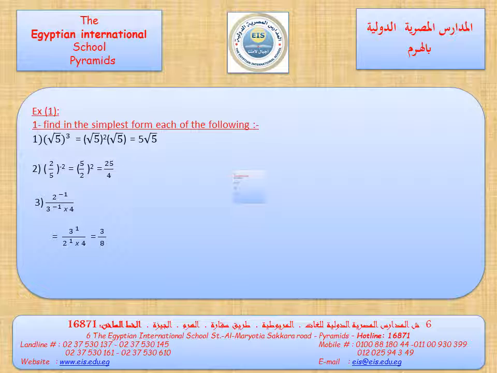Let's take an example. Find in simplest form each of the following. Root 5 to the power 3 equals what? We can divide root 5 to the power 3 into two parts: root 5 to the power 2 by itself and root 5 by itself. Why? Because with root 5 to the power 2, the power 2 cancels the square root, so it will be 5, and root 5 stays as it is.